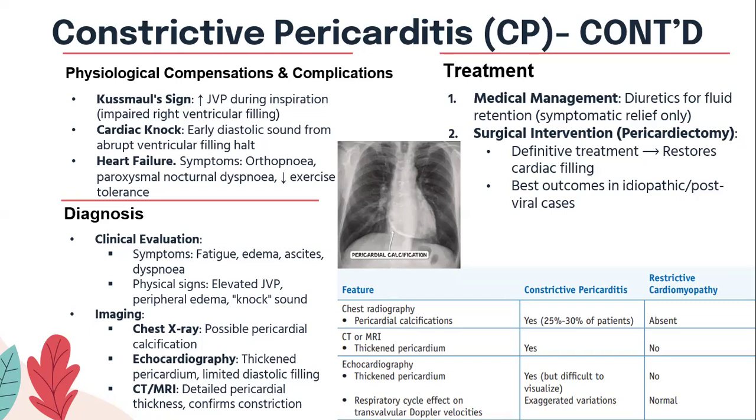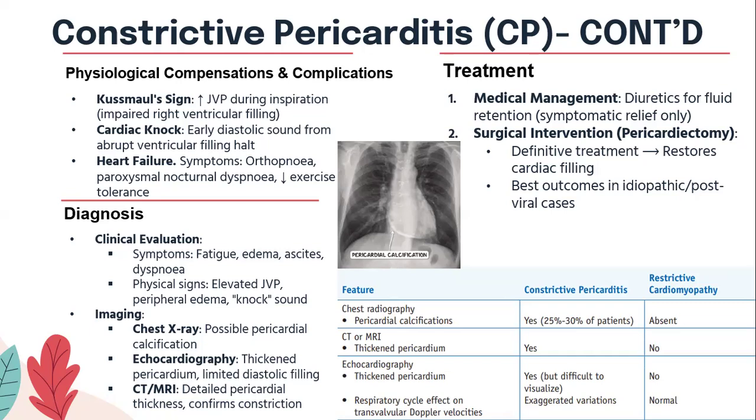Under the chest X-ray, the chest X-ray may show a normal or slightly enlarged cardiac silhouette. Calcification of the pericardium can be noted in chronic cases. Echocardiography is the most commonly used tool, which may reveal thickened pericardium, small ventricular cavities, and an abrupt cessation of diastolic filling. And the CT or the MRI shows detailed pericardial thickness, and it confirms the constriction.